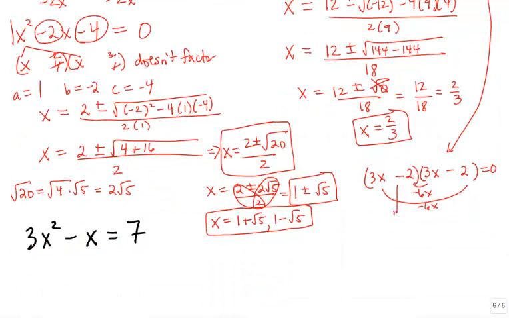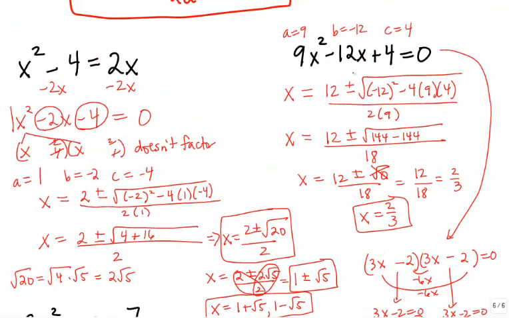And if I set each of these factors to 0, they're the same, so I'm going to get the same answer for both of them, you'll see that you get that 2/3. And so that typically will happen. If you get an answer that's a nice fractional answer or a nice integer answer, then chances are you probably could have factored the equation right from the start instead of having to use the quadratic formula.